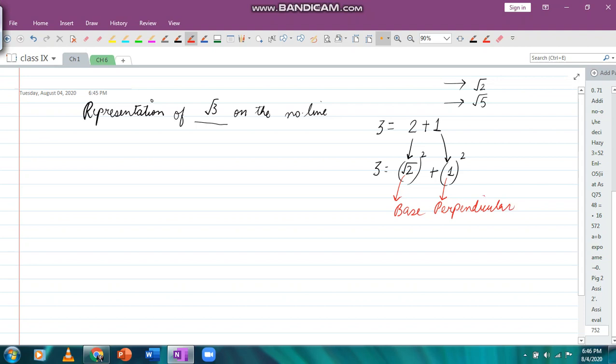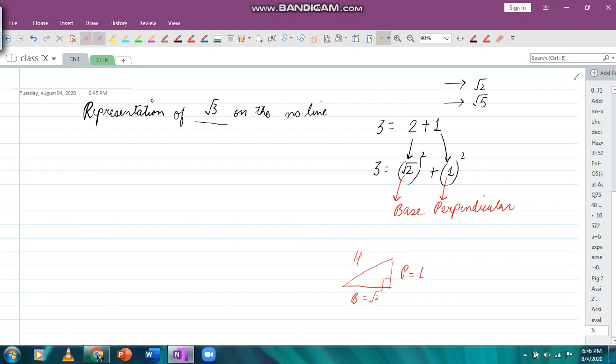So if there is a right triangle whose base is root 2 and then there is a perpendicular whose length is 1 unit, what can you say about the hypotenuse of that right angle triangle? The hypotenuse for that triangle will be root 3, and you can verify that.